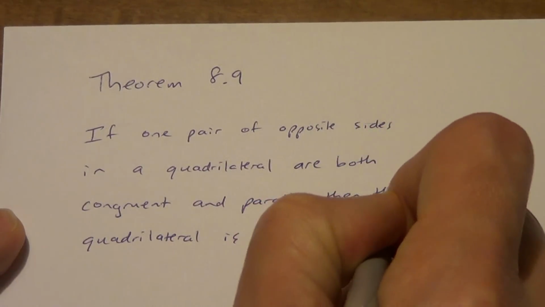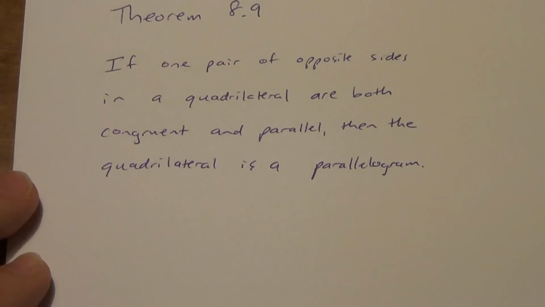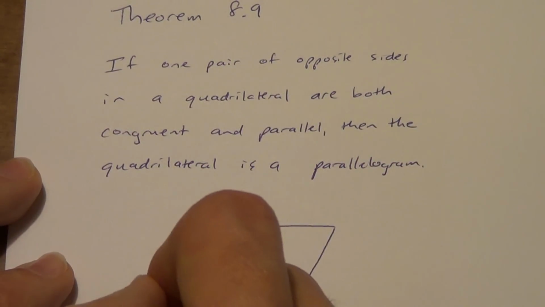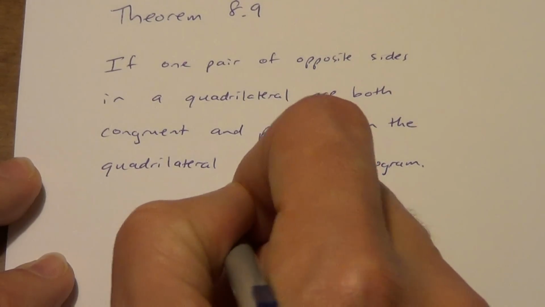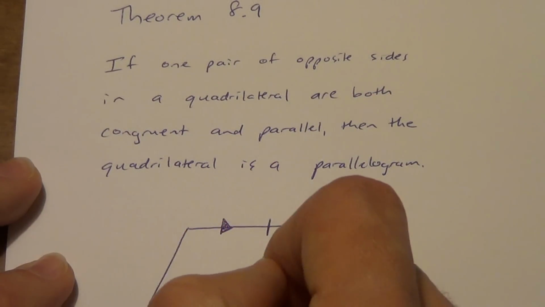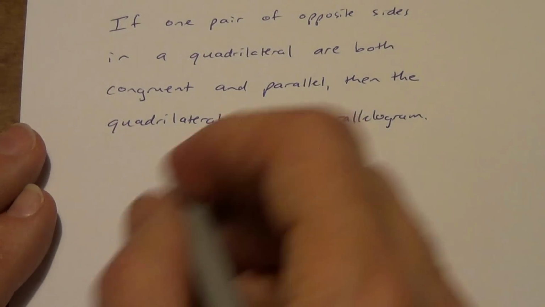Okay, so go ahead and get that copied down. I'm going to draw a little picture of it. I would like you to copy this picture down as well. Alright, so here we go. We've got a quadrilateral. We've got one set of sides that is parallel and congruent. The shaded triangles mean parallel, the marks mean congruent. So what we want to do is prove that this is a parallelogram.